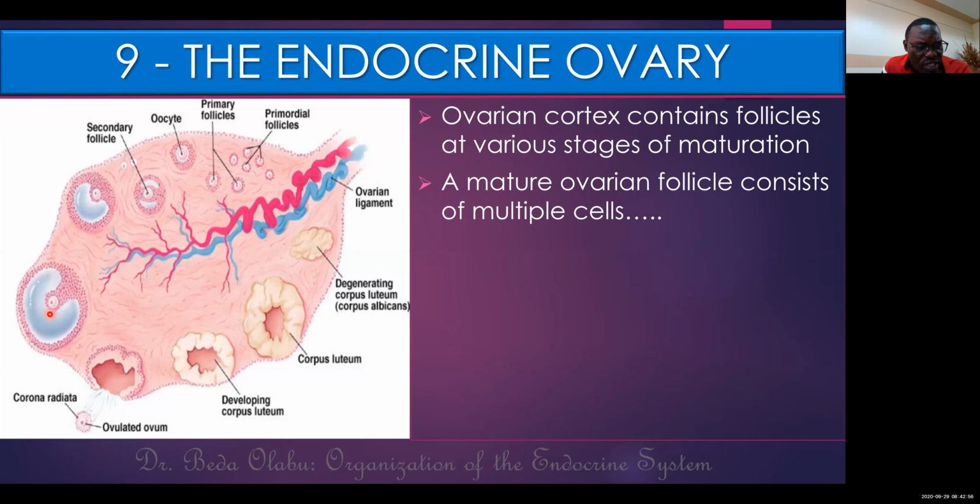After ovulation, this is the part that goes away. The structure that remains is called the corpus luteum. Now look, the granulosa cells will be these cells. They constitute what we call granulosa lutein cells. The theca folliculi cells will still be here, and they constitute what we call the theca lutein cells.